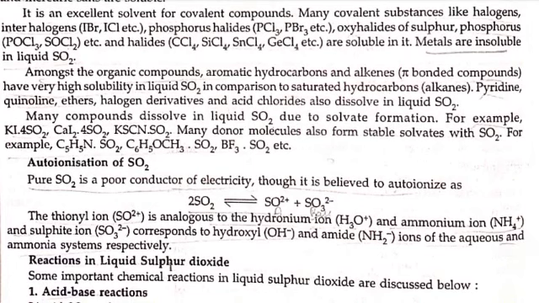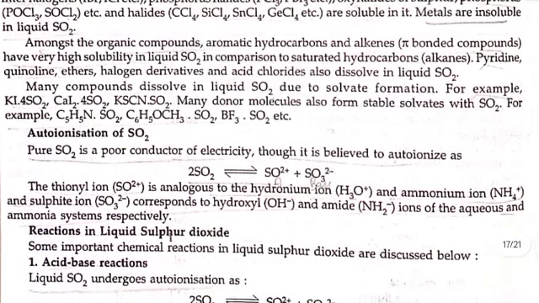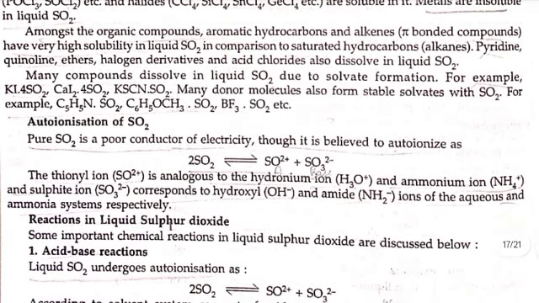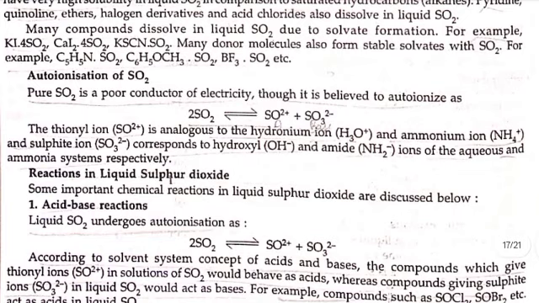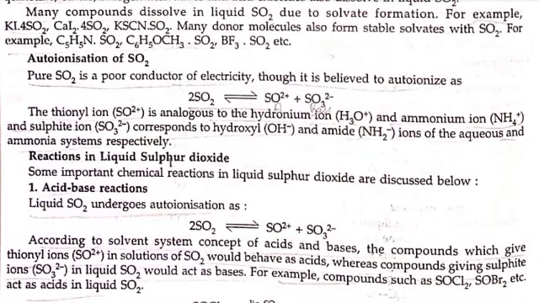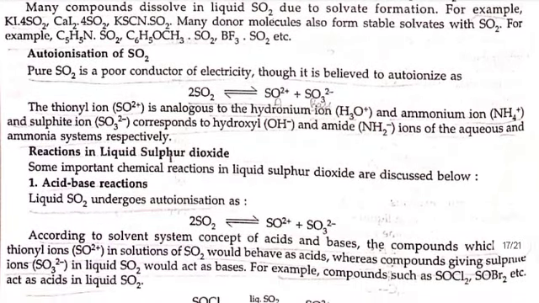It is an excellent solvent for covalent compounds. Many covalent substances like halogens, interhalogens, phosphorus halides, oxyhalides of sulfur, phosphorus, etc. and halides are soluble in it. Metals are insoluble in liquid sulfur dioxide. Amongst the organic compounds, aromatic hydrocarbons and alkenes have very high solubility in liquid sulfur dioxide in comparison to saturated hydrocarbons. Pyridine, quinoline, ethers, halogen derivatives, and acid chlorides also dissolve in liquid sulfur dioxide. Many compounds dissolve in liquid sulfur dioxide due to solvate formation.